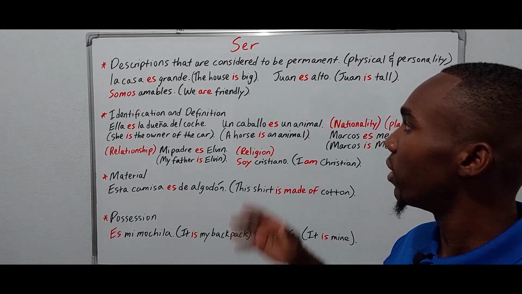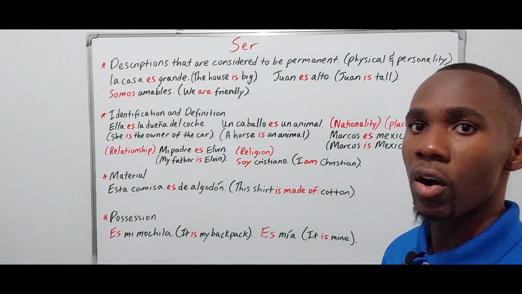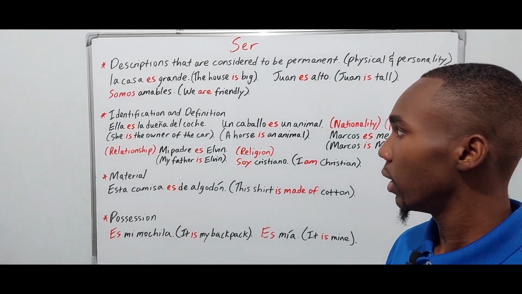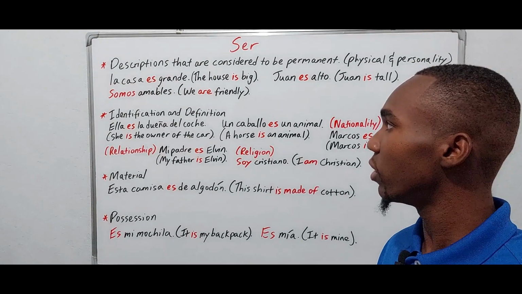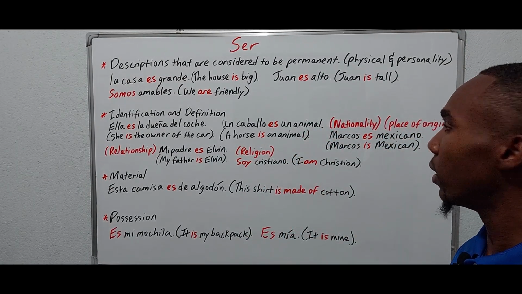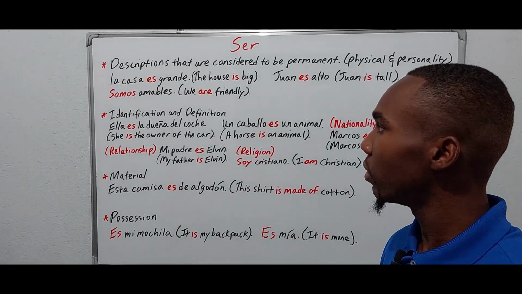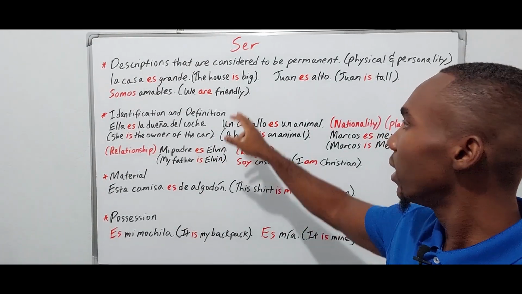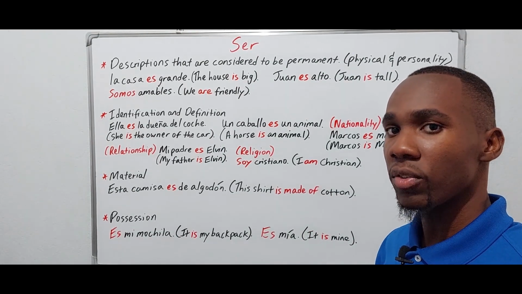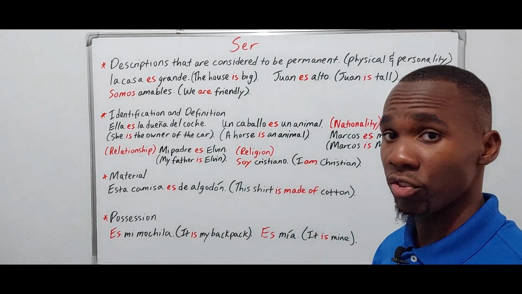So we use ser with descriptions that are considered to be permanent, and these can be physical or personality traits, okay? So for example, la casa es grande, the house is big. Juan es alto, Juan is tall. Somos amables, we are friendly. So you would see that the first two examples are physical descriptions, whereas the third example is a personality trait.